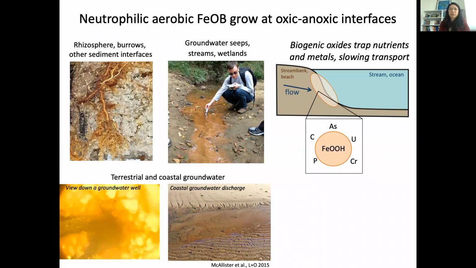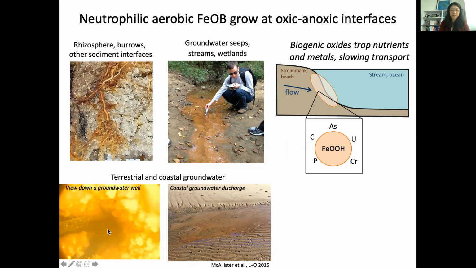Specifically, neutrophilic aerobic iron oxidizers grow where anoxic fluids meet oxic environments. And so aside from the seep, they are environments like the rhizosphere, where you have maybe a wetland plant growing in reduced waters, but the roots bring oxygen down into the sediment. Or there's a coastal groundwater discharge where anoxic coastal groundwater flows out into the ocean.